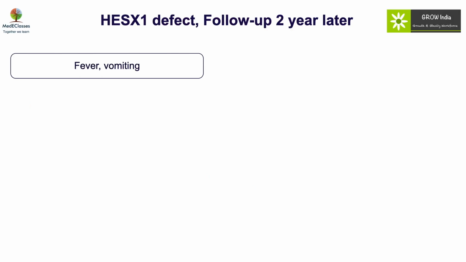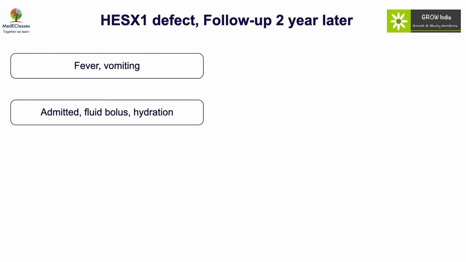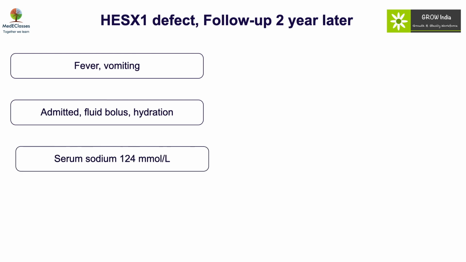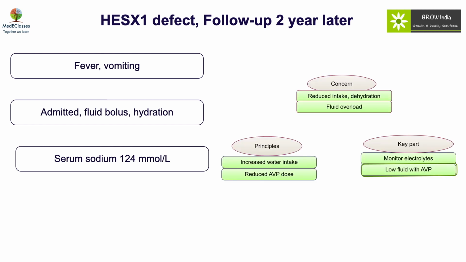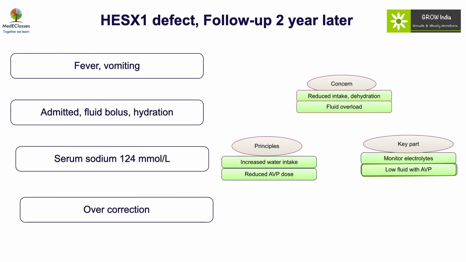The same child on follow-up 2 years later presented with fever and vomiting, was admitted, and fluid bolus and hydration were given, and now developed hyponatremia. This is of course because of not reducing the AVP dose, and this is something we need to be cautious about.